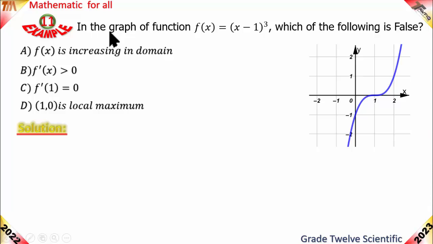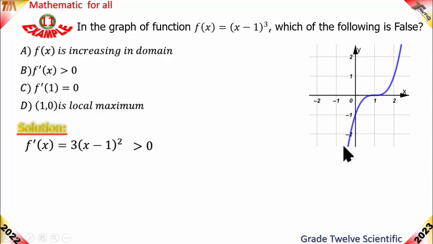Question number 11. In the graph of the function f of x is equal to x minus 1 cubed, which of the following is false? First of all, we must take the derivative of the function, f prime of x is equal to 3 times x minus 1 squared, and for every value of x it is positive, because every squared number is positive, and positive times positive is positive. That means f prime of x is always positive.